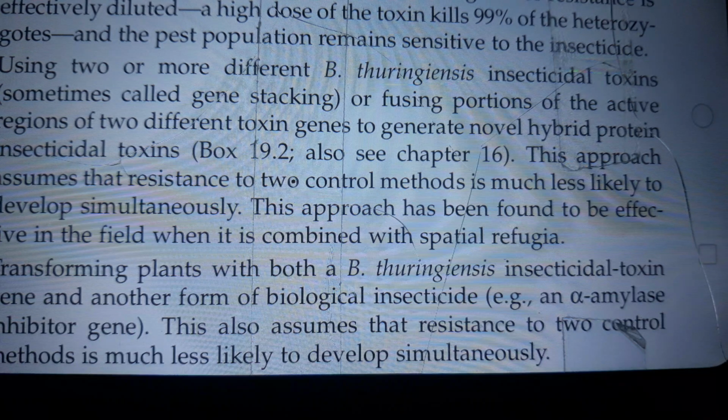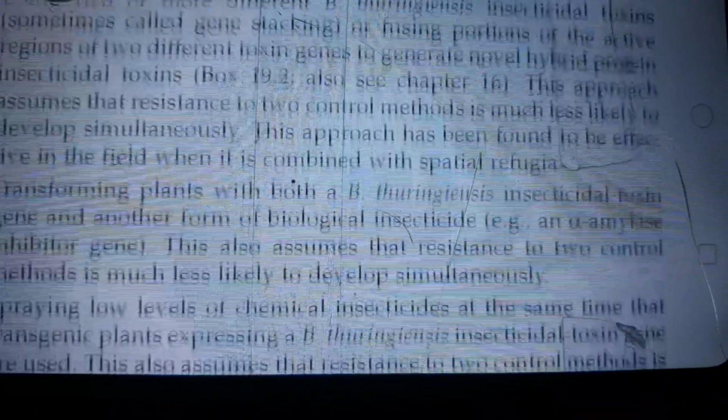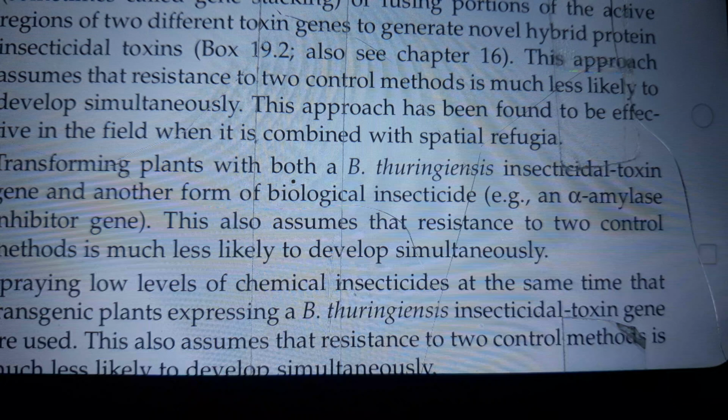Using two or more different B. thuringiensis insecticidal toxins, sometimes called gene stacking, or fusing portions of the active regions of two different toxin genes to generate novel hybrid protein insecticidal toxins. Also see chapter 116. This approach assumes that resistance to two control methods is much less likely to develop simultaneously. This approach has been found to be effective in the field where it combines spatial refugia.